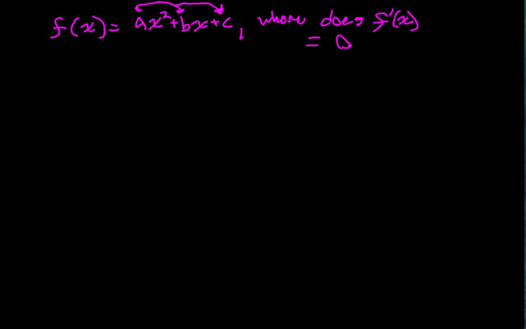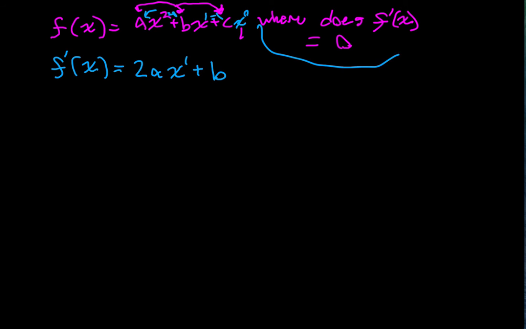So f prime of x, and I'm going to do this in a different color this time. F prime of x is going to be equal to, well, we can just pull the 2 down as a coefficient, right? And then subtract 1. And that will just be 2a times x to the first. Plus, well, b times x, this is the same as x to the first. So that's going to be 1 times b to the x minus 1. So that's just going to be plus b. And then c is a constant, right? That's the same as multiplying by x to the 0, and the derivative will be 0. So we just get this formula here, 2ax plus b.